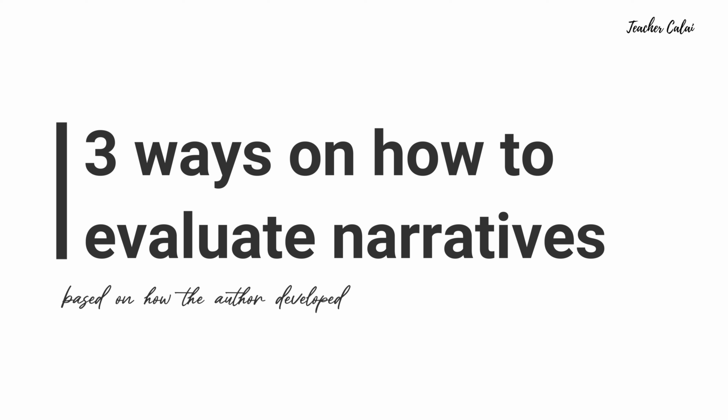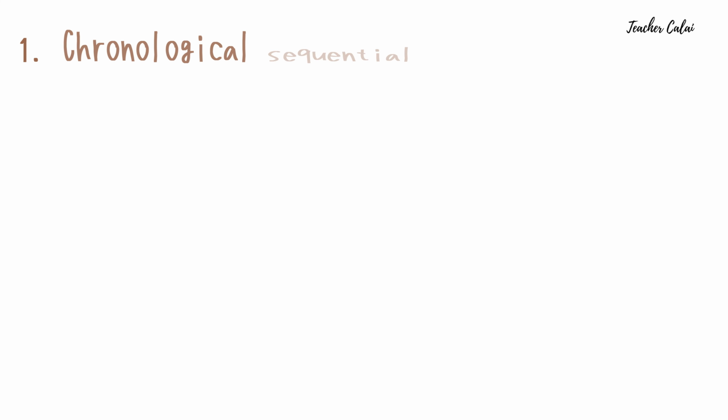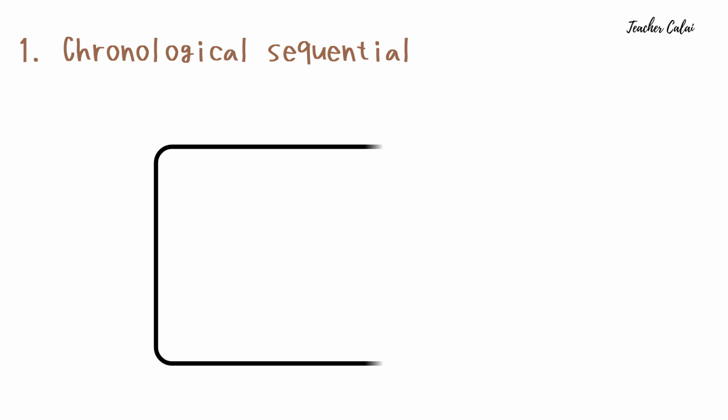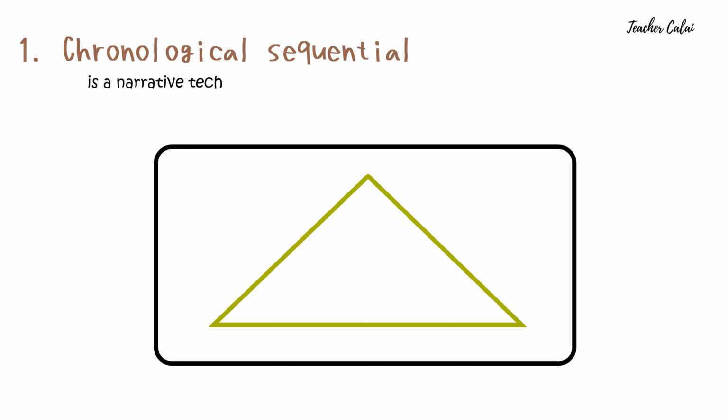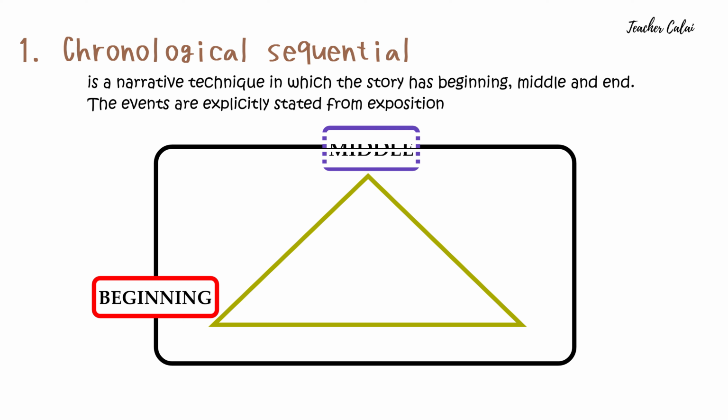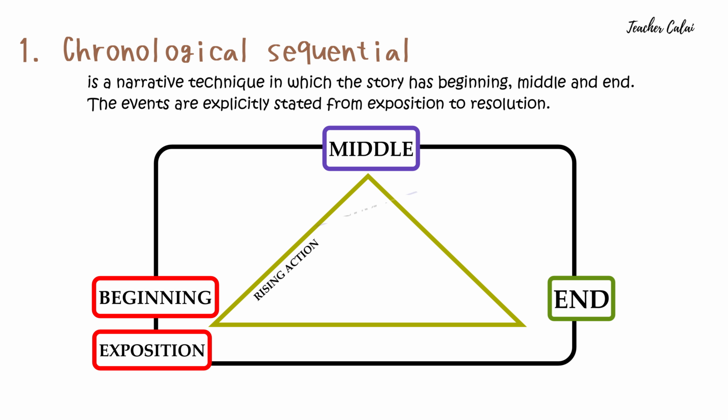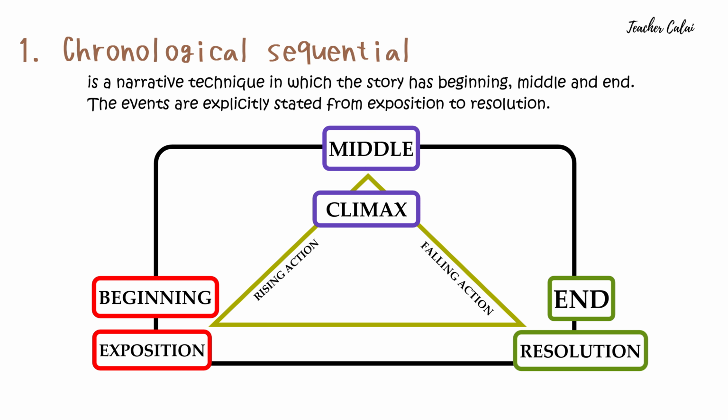In this part of the lesson, we will primarily focus on the 3 ways on how to evaluate narratives. The first one is chronological sequential. Chronological sequential is a narrative technique in which the story has beginning, middle, and end. The events are explicitly stated from the exposition to resolution.